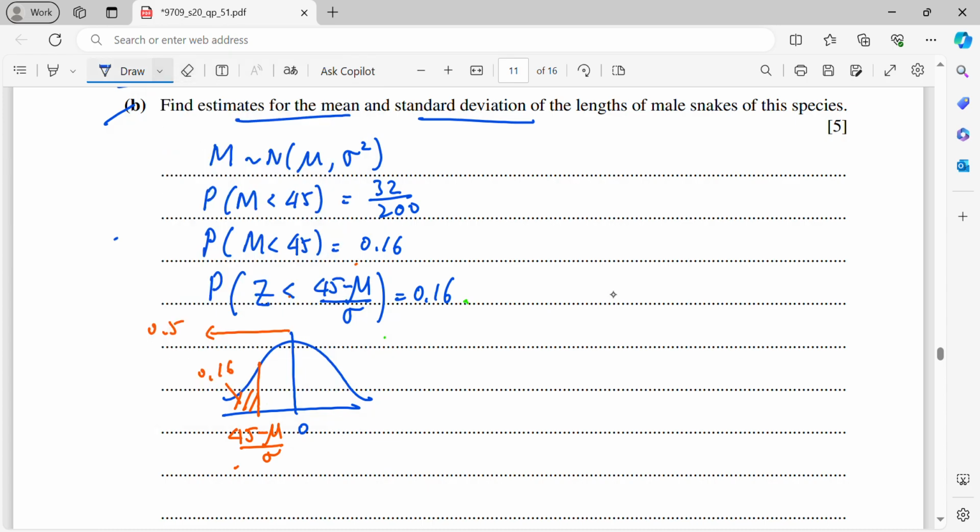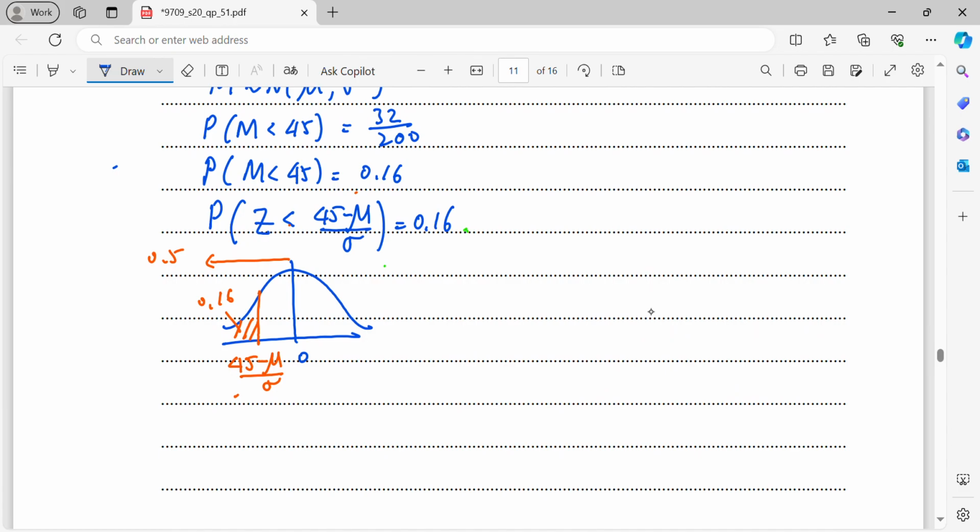Now since it is on the left side, what I need to do is flip the orange line to the right side. So once you flip, initially this value 45 minus mu over sigma is a negative value, but once you flip it becomes positive. This can be done by multiplying a negative to the original value. Okay, and I will label this blue region as 0.16.